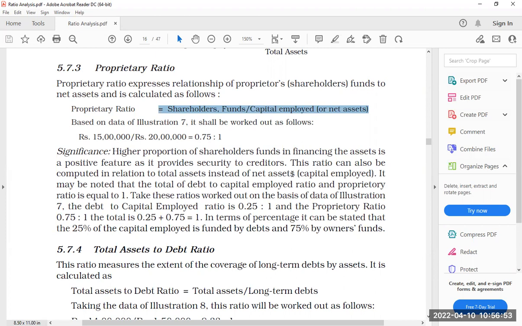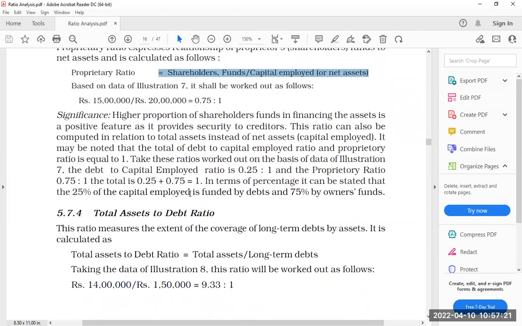All these three ratios are connected to each other. The first ratio is talking about debt to equity, debt and shareholder fund. The second ratio is talking about debt divided by capital employed. Capital employed means shareholder fund plus long-term debt. This ratio is talking about shareholder fund and capital employed. Any further explanations required? No.